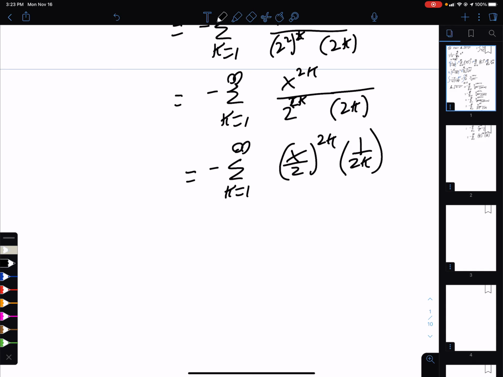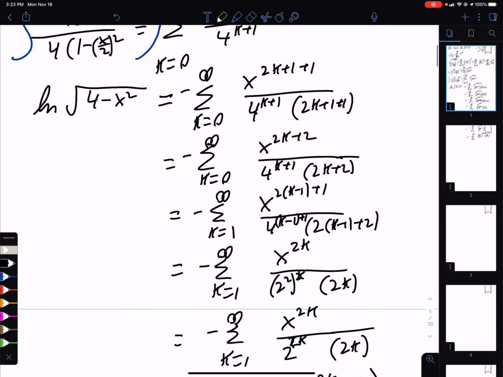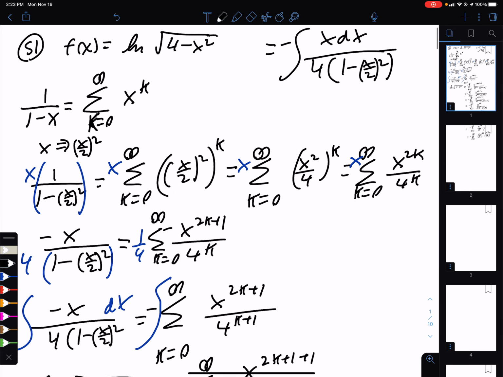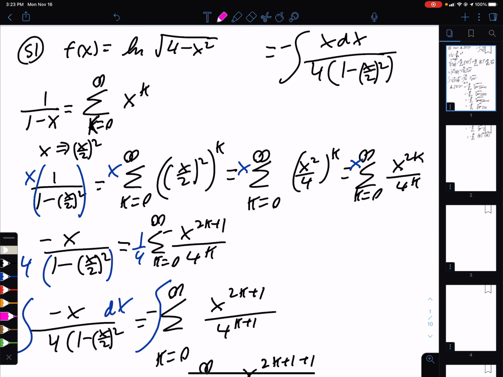Alright, now we got to back up a bit. So the original function, I'll do it in this pretty color. The geometric works when the absolute value of your r, which is x, must be less than 1, not greater than 1. Your r, absolute value, must be less than 1 for a geometric.